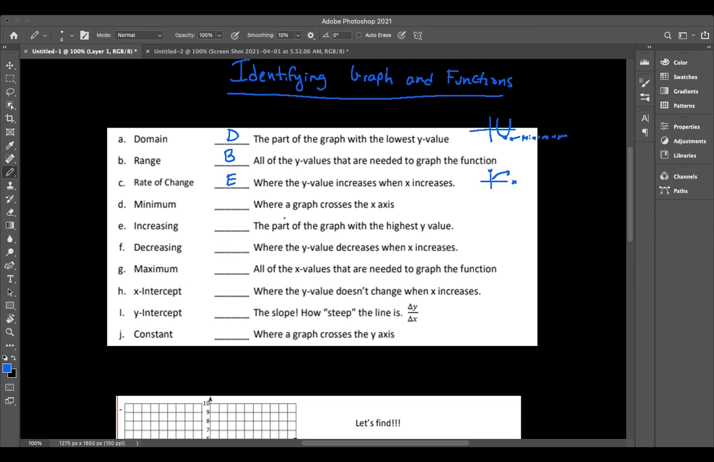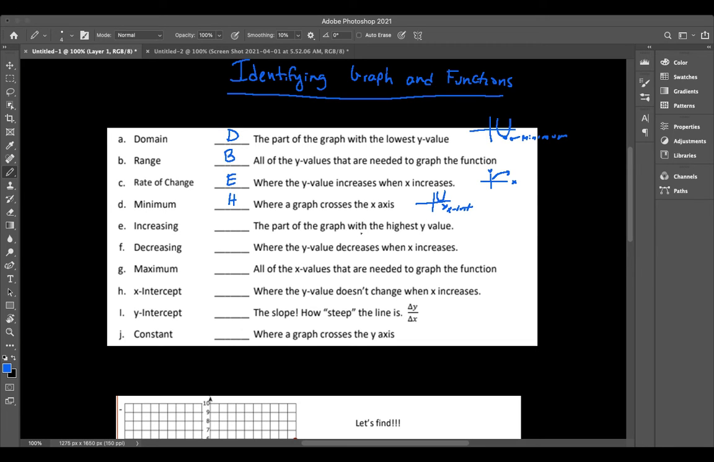Okay, so the next one is where the graph crosses the x-axis. We should all know that as the x-intercept. Okay, we already know that one. I could show you a picture of that one, but I think we should all know that right here. Here is the line, so it crosses the x-axis. This is the x-intercept. Okay, we know that one.